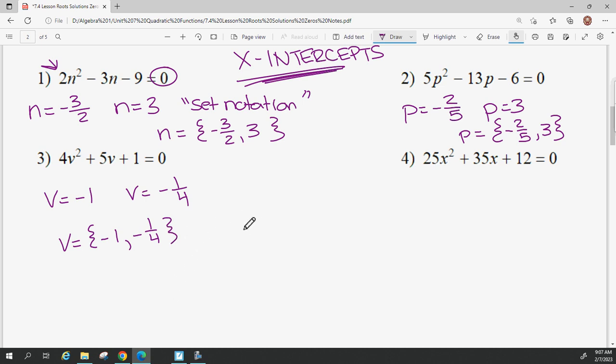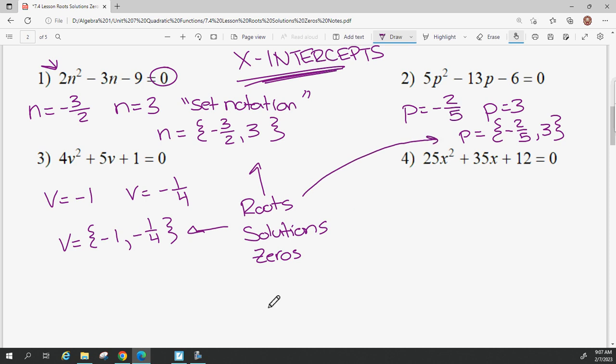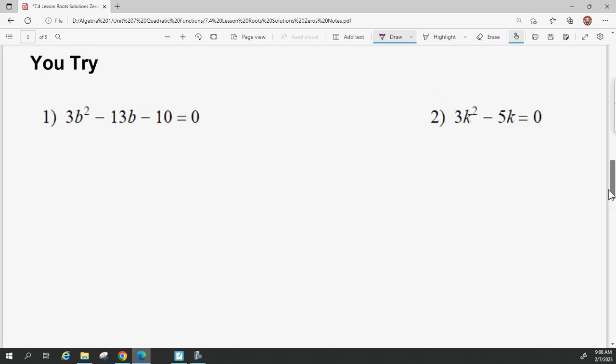And that's it. These are roots. They're solutions. They're zeros. They're all asking us for the same thing. Find the x value for our x-intercepts. Because that is when y is 0. That's when f of x is 0. So we'll skip this fourth one. I want you to go ahead and try these two. Make sure you put your answers into the box that pops up.